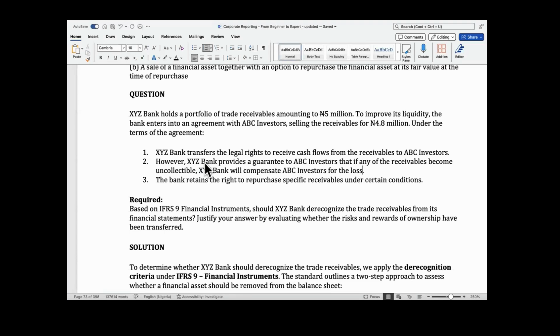As you can see, this guy is still undertaking some risk. Specifically, we call that type of risk a credit risk. He's giving a guarantee to ABC that if he is unable to collect the receivable, he is going to compensate ABC. That is a significant risk, a significant credit risk, which goes to show that he hasn't transferred the risk. He has not transferred the risk. He still has credit risk.